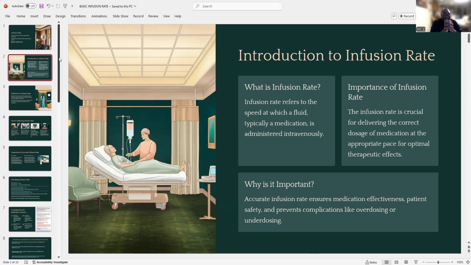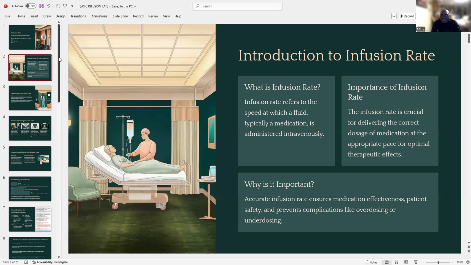Now, to attain a therapeutic effect, you have to make sure that if the doctor says infuse 1,000 milliliters over 10 hours, you need to give that at the rate of 100 milliliters per hour. So after 10 hours, that medication will finish. But if you give that too quick or too slow, it may not deliver the expected therapeutic effect.